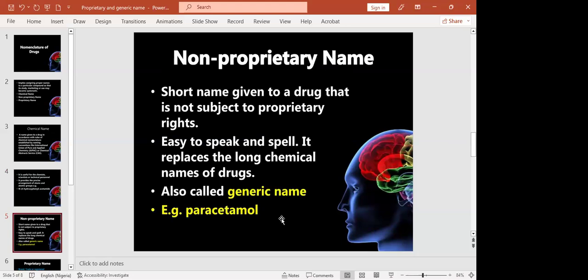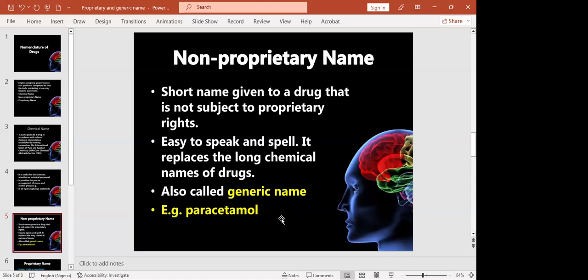Now, the other nomenclature for drugs is the non-proprietary name. Non-proprietary names are short names that are given to a drug that is not subject to proprietary rights. What that means is, how do I explain? There's that complex name that we just said the average person will not be able to say. Then the same group sits again and gives a simple name that is easy to speak and easy to spell, such that it will replace the long chemical name of such drugs.